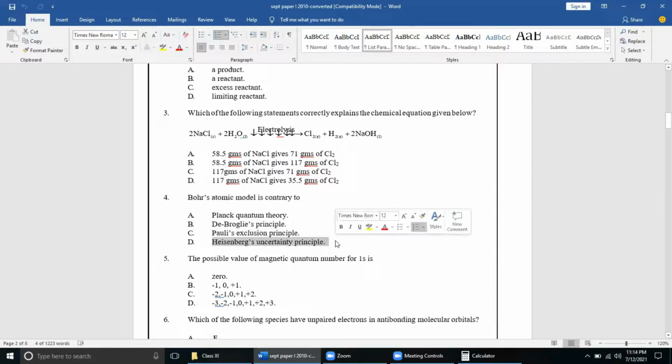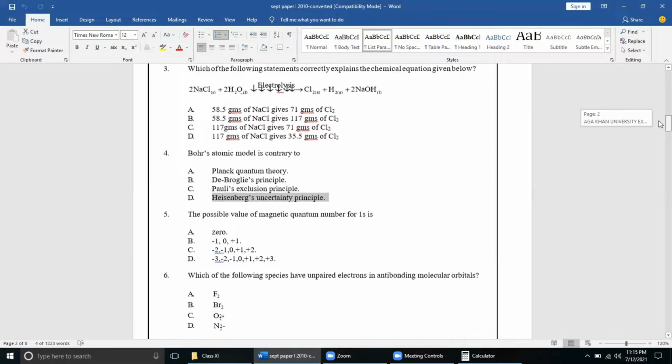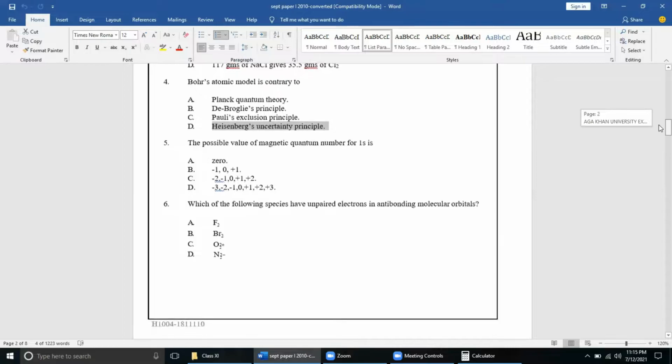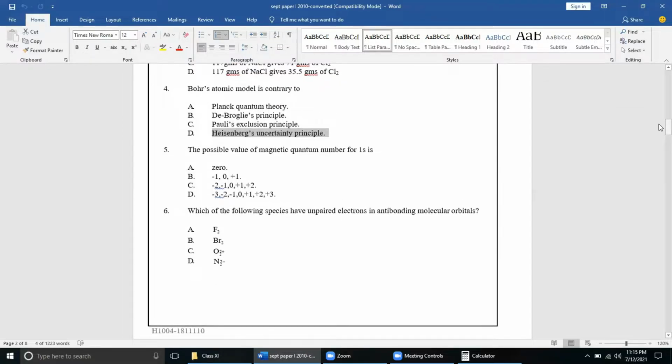Heisenberg uncertainty principle. This is the correct answer because this principle says that we cannot find the position and velocity of a moving electron simultaneously. And according to Bohr's atomic model, an electron is present in the first shell, and when it jumps to a higher shell, it absorbs energy. So Bohr's atomic theory tells you the position of an electron, and according to the Heisenberg uncertainty principle, we cannot find the velocity and position of a moving electron. So this is the correct option.